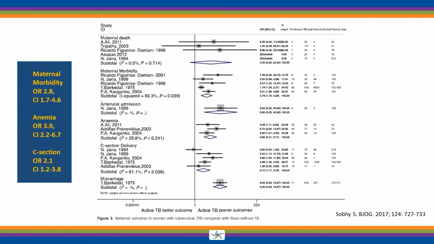These slides are figures taken from this meta-analysis by Dr. Sobey et al., published in the British Journal of Obstetrics and Gynecology in 2017, that showed that maternal morbidity, anemia, and cesarean section were significantly increased in women with active TB disease, with odds ratios as high as 3.9 and as low as 2.1 with good confidence intervals. You'll also notice that there is reported maternal death, antenatal admission, and miscarriage. Those did not meet statistical significance, but certainly I think would make all of us raise our eyebrows.